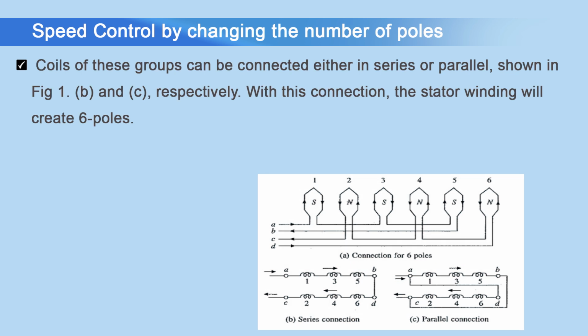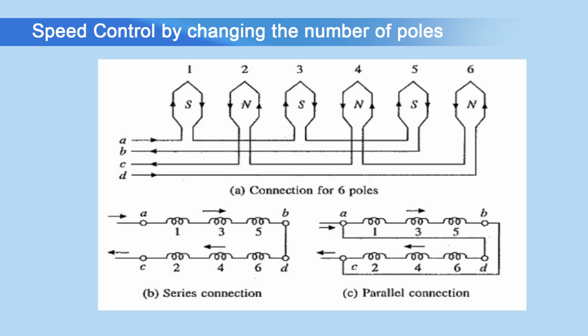Now, coils of these groups can be connected either in series or in parallel. Figure 1B and C, it is shown respectively. So, with this connection, the stator winding will create 6 poles. In the figure, it is very clear. Current is entering from terminal A. In coil number 1, it is creating south pole.